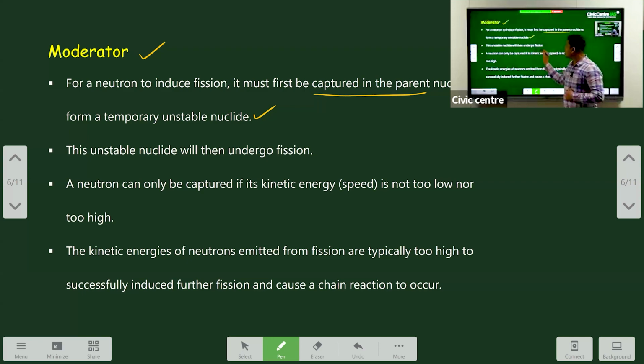So this will undergo the fission, and the neutron can only be captured if its kinetic energy is not too low or not too high. The kinetic energies of neutrons emitted from the fission are typically way too high, so it won't be able to be captured if we carry on with the same speed. So the moderator is going to be used for the same purpose.